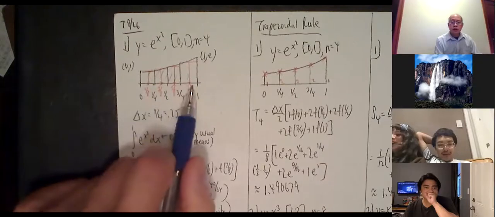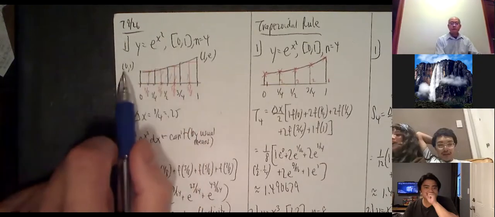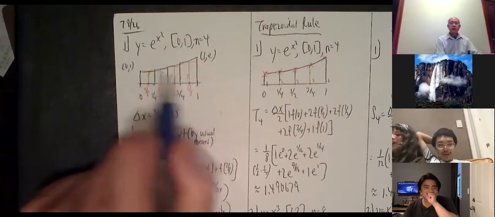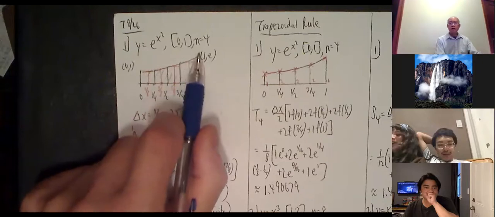So here's 0, here's 1. What do you get when you plug in 0? 1. What do you get when you plug in 1? e. So 0, 1, 1, e. It's an increasing function like so.